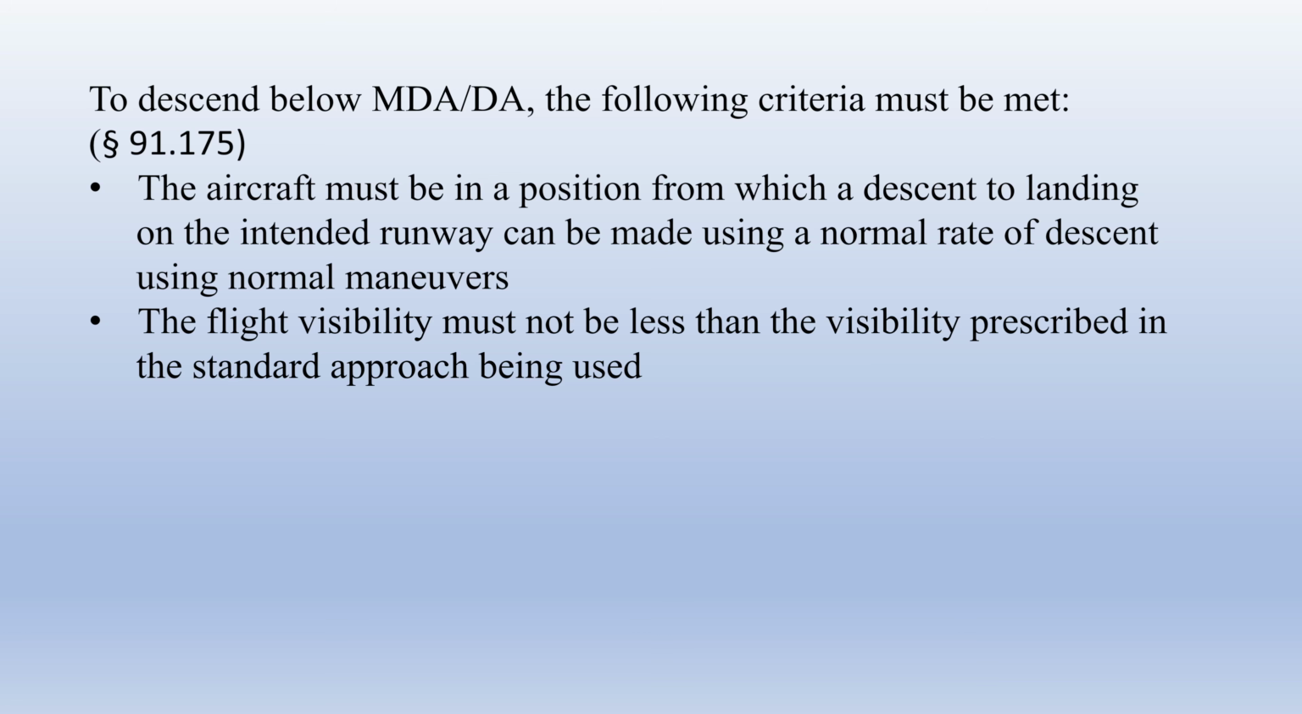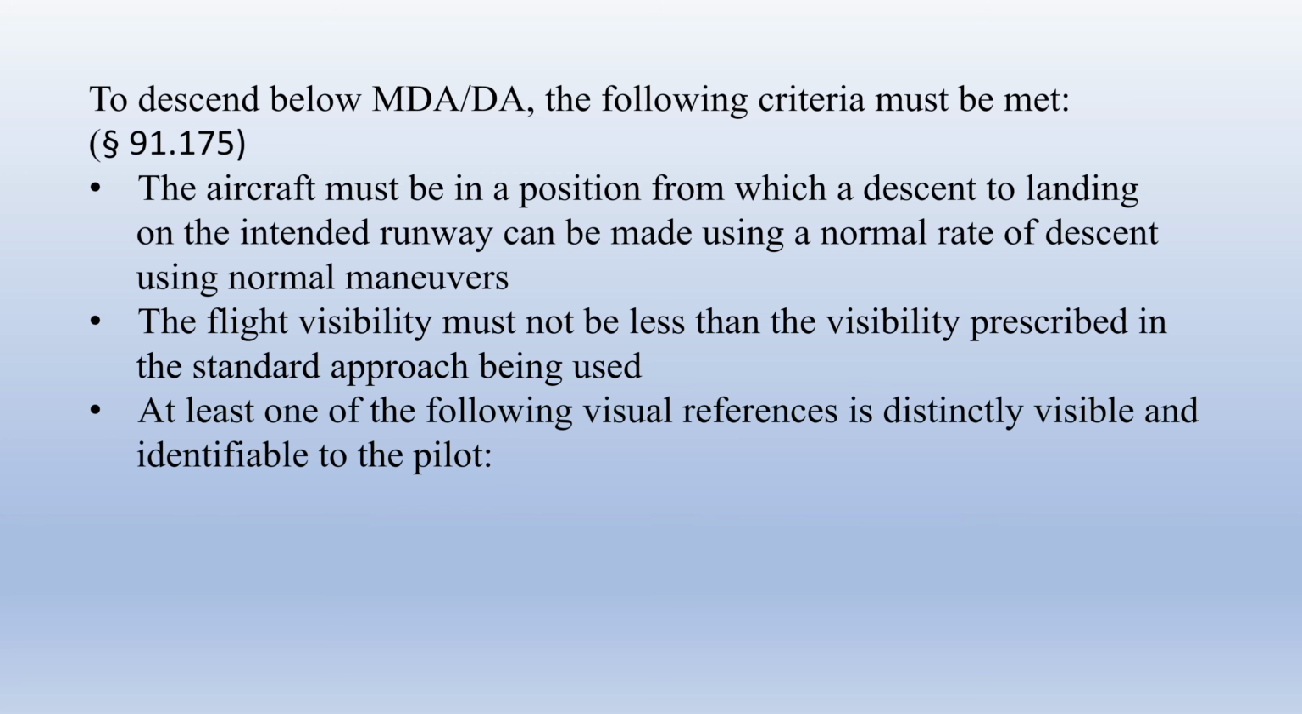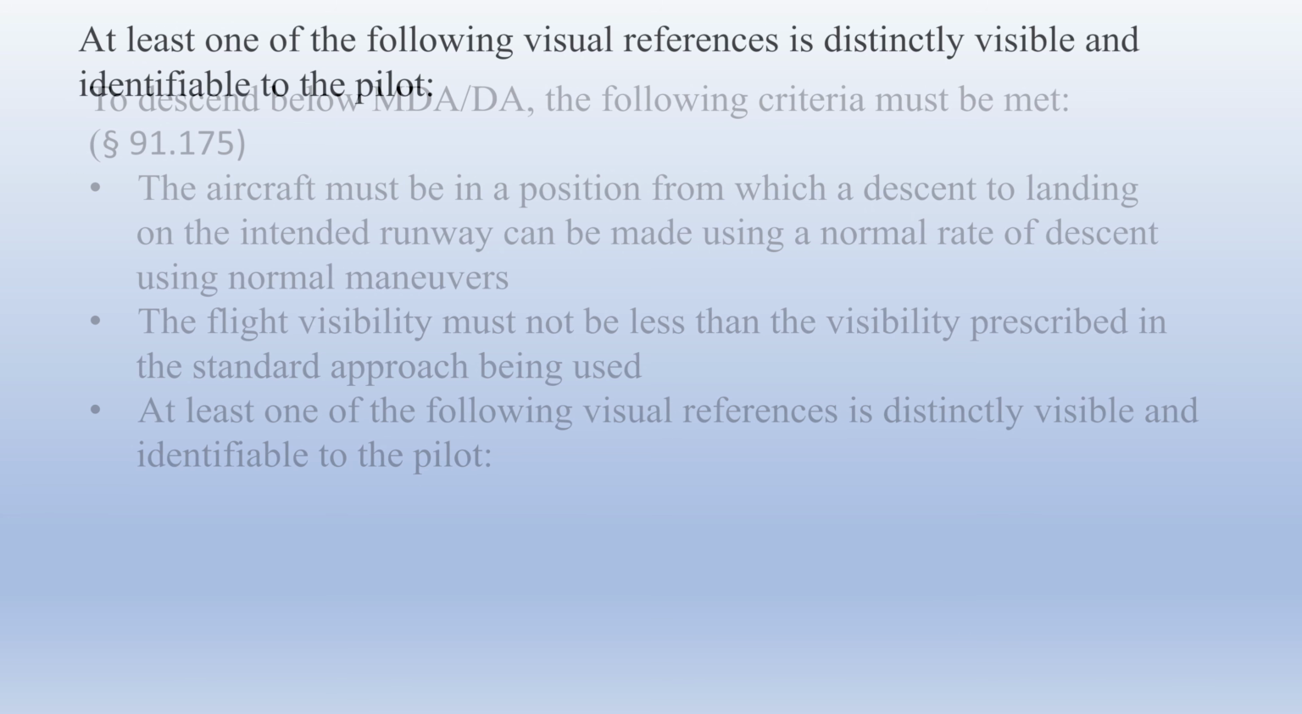Notice that it does say flight visibility, so this is not the visibility that is reported on the ground. It is what you see in the air, but it must be at or above the visibility prescribed on the approach procedure. And then the final rule is that you have to have one of the following things distinctly visible and identifiable. Basically, they go through and make a very detailed rule about what you need to see to be able to land from an instrument approach.